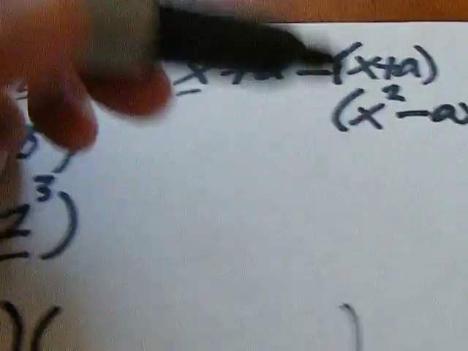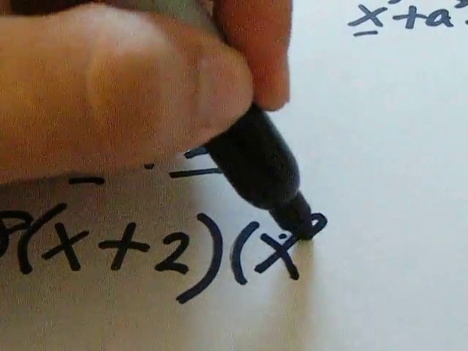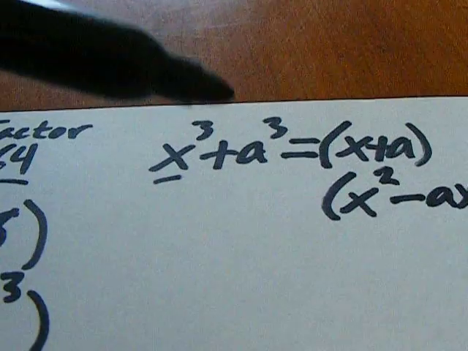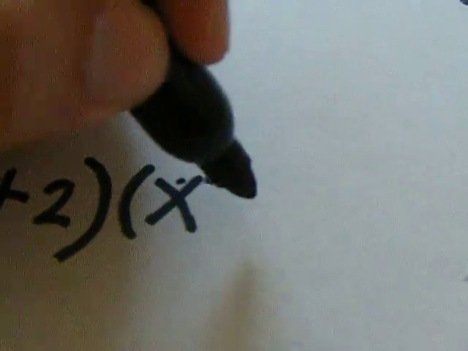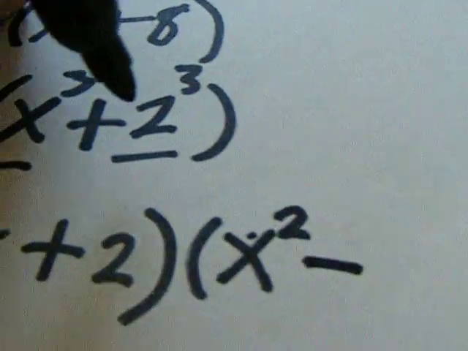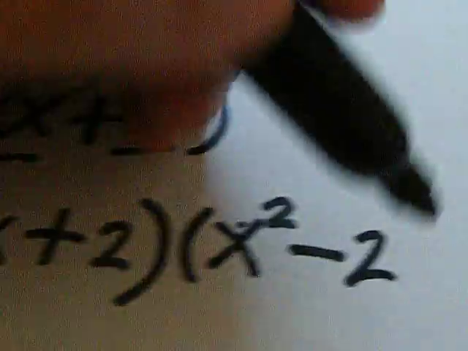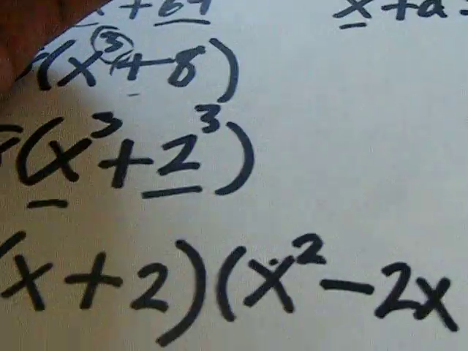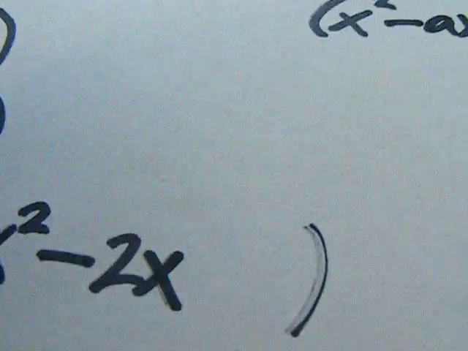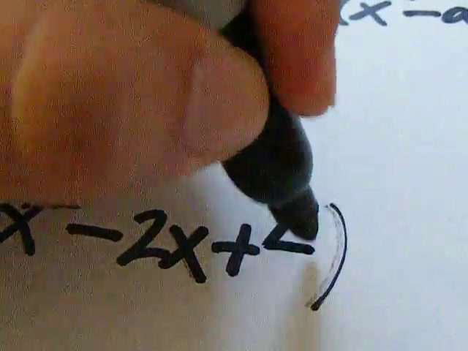It'll be x squared. So x squared, yes. And then it's minus a times x. So it's minus, and what's a? A is 2. So it's 2 times x. And then it's plus a squared. What's a? A is 2. So it's plus 2 squared, which is 4.